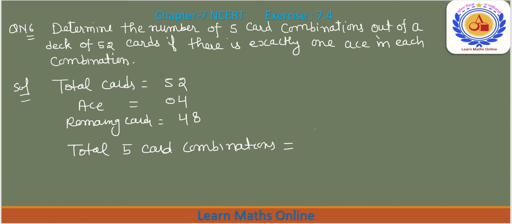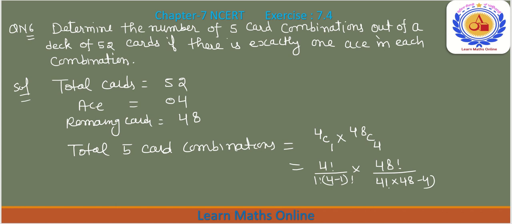Ace can be selected in how many ways? 4C1, and the remaining 4 cards can be selected in 48C4 ways. So total number of 5 card combinations are 4C1 into 48C4. 4 factorial over 1 factorial into 4 minus 1 factorial, into 48 factorial over 4 factorial into 48 minus 4 factorial.